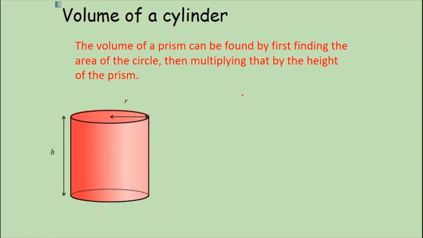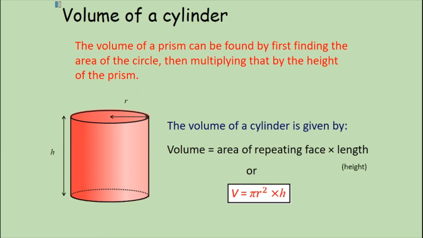So the volume of a cylinder is found by first finding this repeating face, the circle, and then multiplying by the height. Okay, so area of the repeating face times length. Well, we call it length, but really we use h for height. Pi r squared is the repeating face, and the length is just our h. So we do pi times the radius squared times the height.